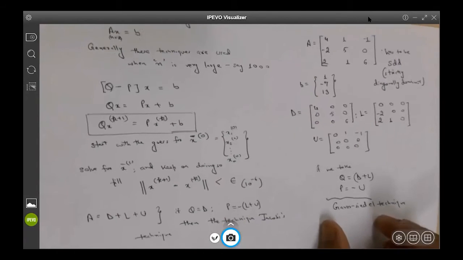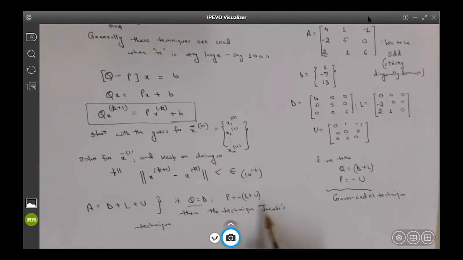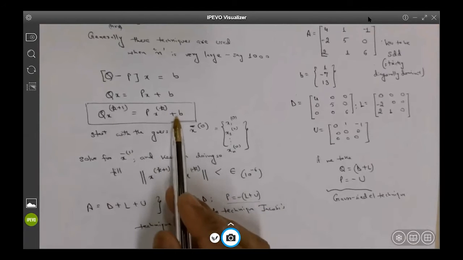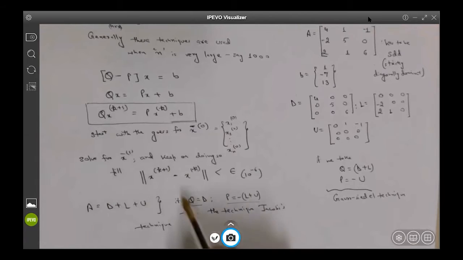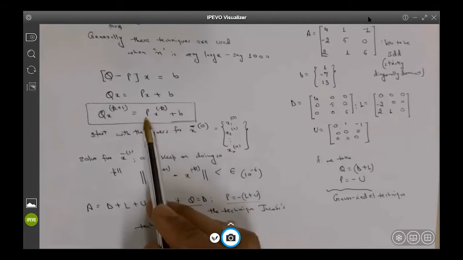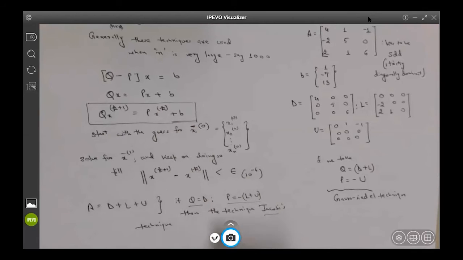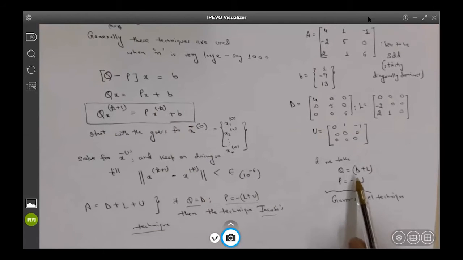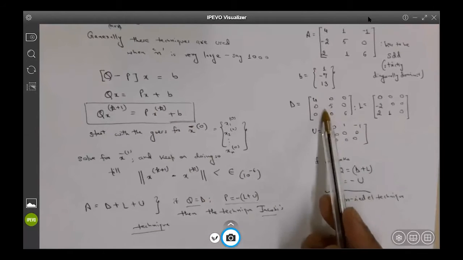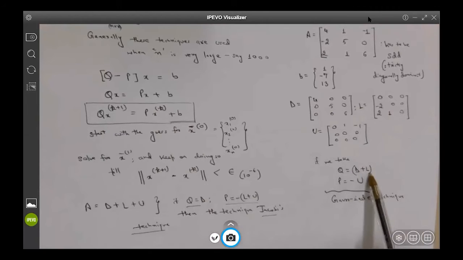And as I said, if Q equals D and P equals negative L plus U, you substitute Q as D and P as negative L plus U, and keep on solving. Then that is called the Jacobi technique. And if instead of D you use D plus L, which is this plus this, as Q and P as negative U, which is negative of this, we call it the Gauss-Seidel technique. We saw Jacobi's technique in the last lecture.